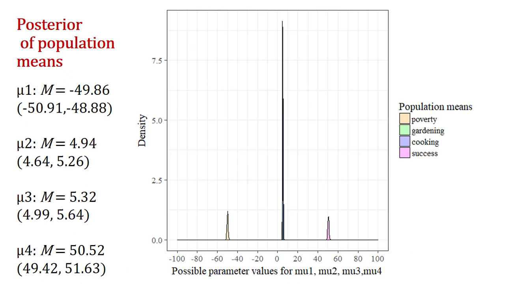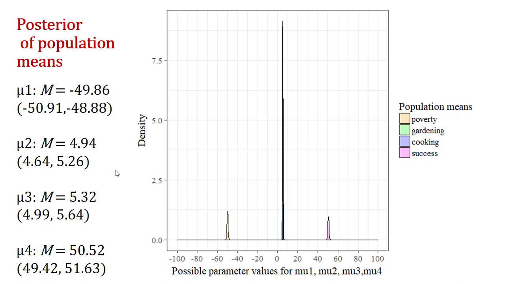Okay, so this is the posterior. We run software called JAGS, and it does Markov chain Monte Carlo simulations, and it produces a posterior distribution for each mu. Here I show you mu1, which is the one for poverty. Here is the mean of that distribution, minus 49.8, and you can see that the intervals are very small.